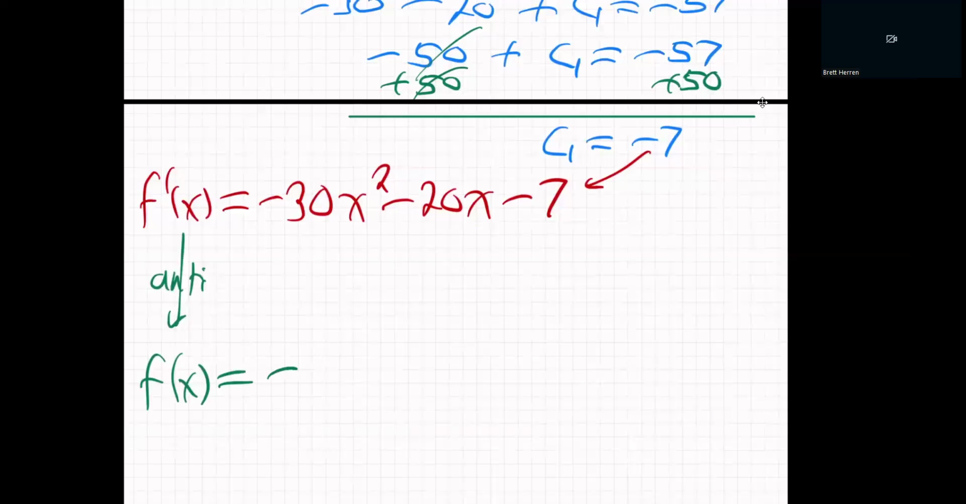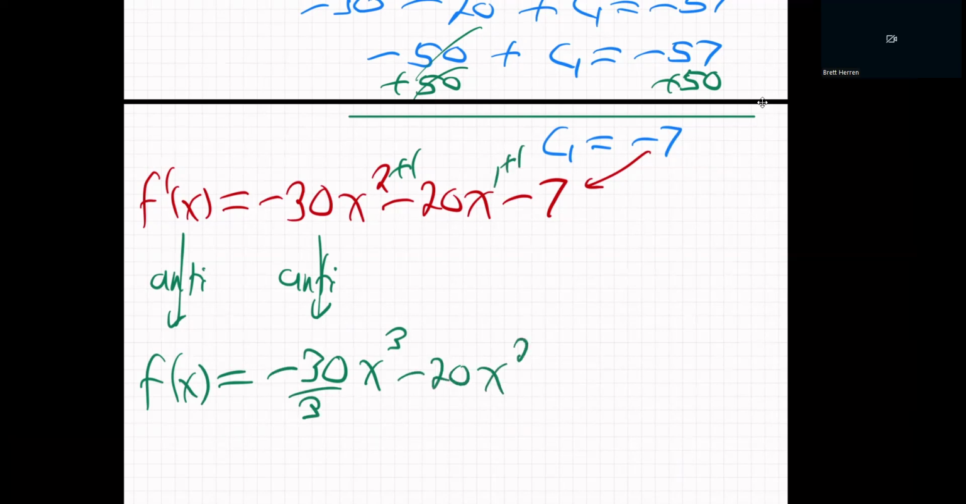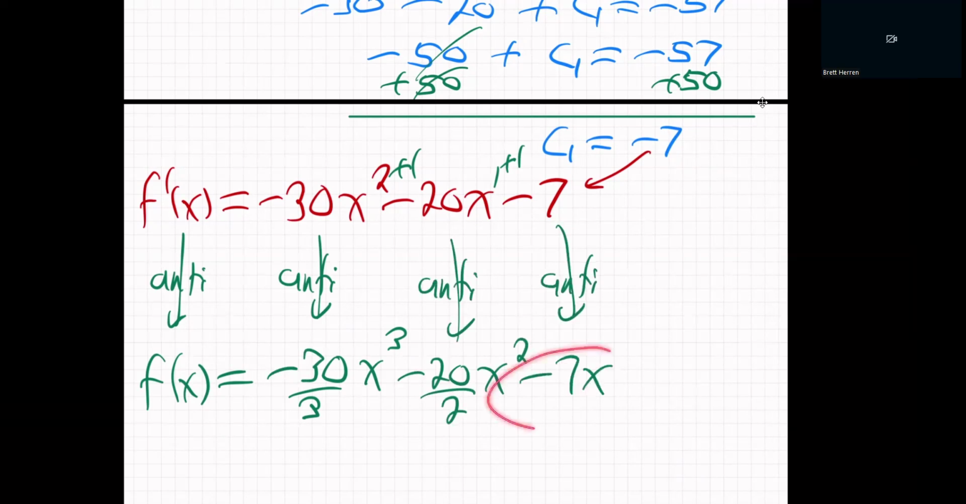What do we get? Bring down the minus 30. We do anti here. Add 1 to the power, x to the third, and then divide by 3. This guy, add 1 to the power, bring the minus 20 here, add 1 to the power, x squared, divide by the 2. It's the anti. What about the minus 7? What's the anti for minus 7? It's minus 7x, right? Because the derivative of minus 7x would go right back to minus 7. So this must be the anti plus constant 2. We have a second constant. We got to find that.